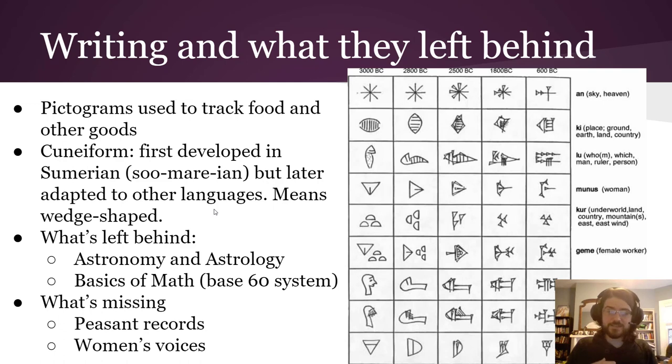But the thing is, we are missing important stuff from this time period. We have very, very little evidence of what life was like for peasants and what they thought and what they believed. And we also are missing a lot of women's voices because the Sumerian society became very, very male-dominated, and they're the ones who left records behind because they wrote stuff down. So it's important to consider both what we know about Mesopotamia and what we don't.